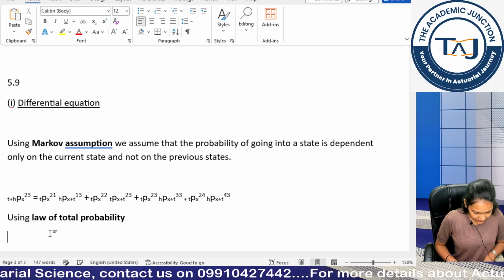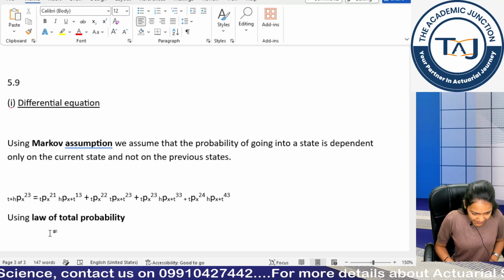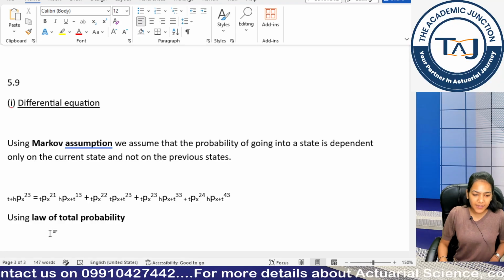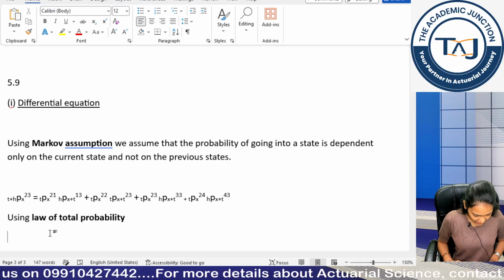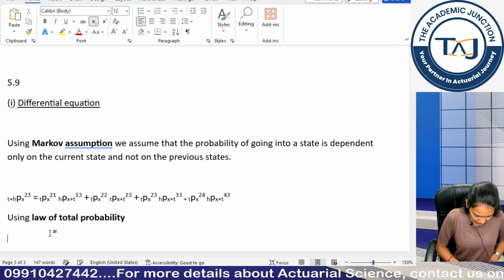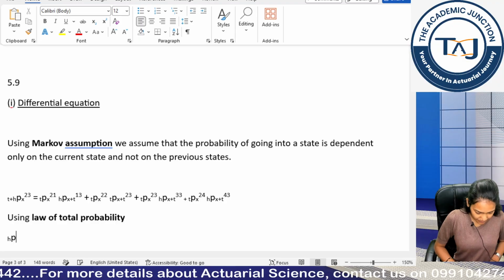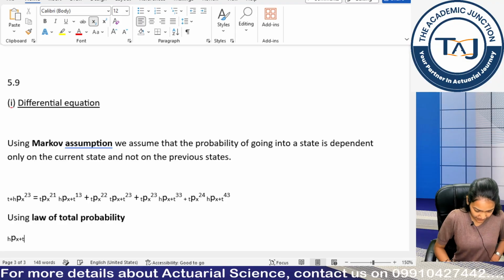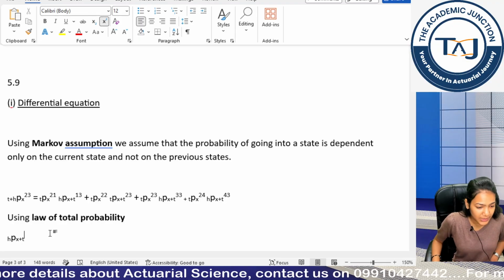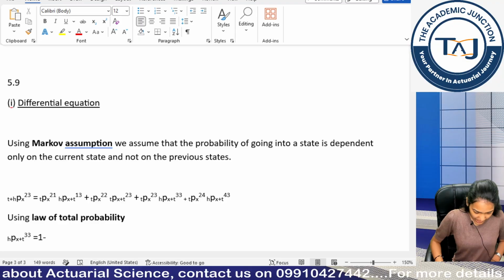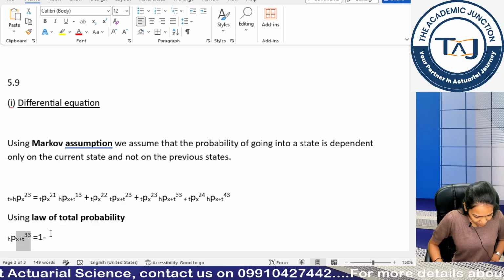Is that clear? So I have HPX plus T33 is equal to 1 minus HPX plus T34, because there can be two states only. So I will write Control Shift minus H, Control Shift plus, Control Shift minus to come to the normal script, P, Control Shift minus X plus T, Control Shift plus to go to the superscript and write my states. This is equal to 1 minus. Now I know that this is simply 3, 4, right?